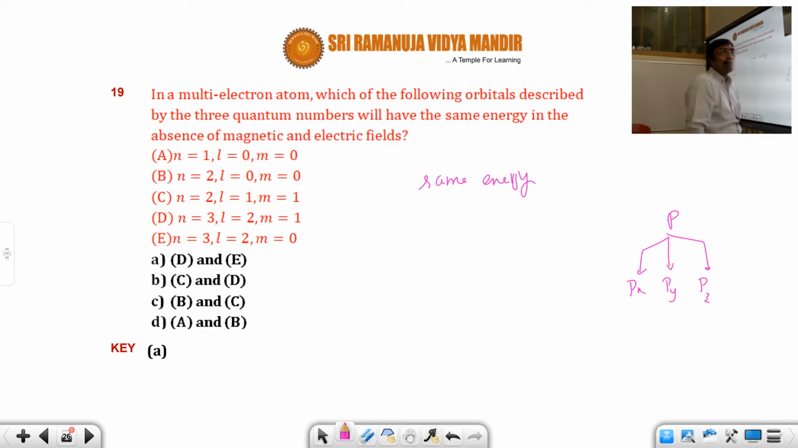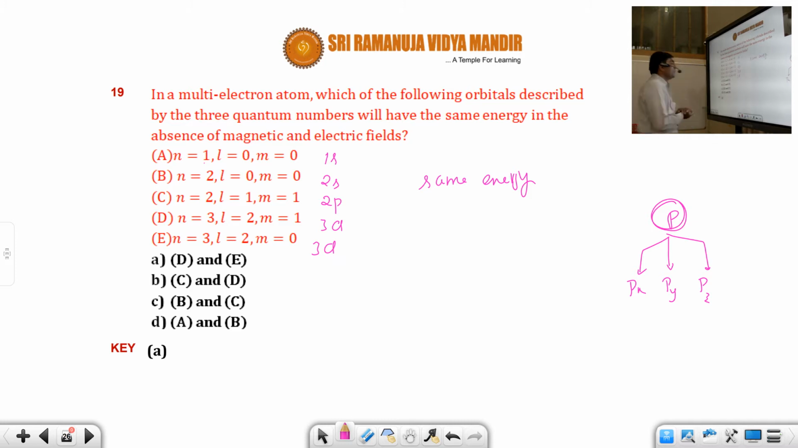So this is in the presence of magnetic field. In the absence of magnetic field, only p will be there. I hope you understood. So let us find out. First one is 1s. Second one, this is 2s. Agreed? Third one, this is 2p. And fourth one, 3D. And fifth one is 3D.